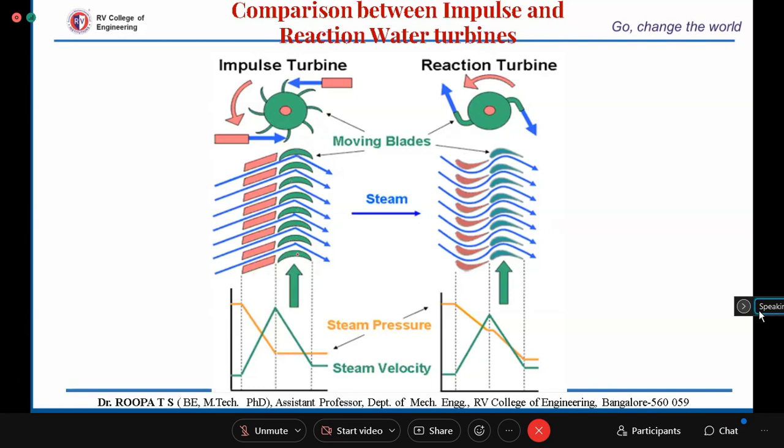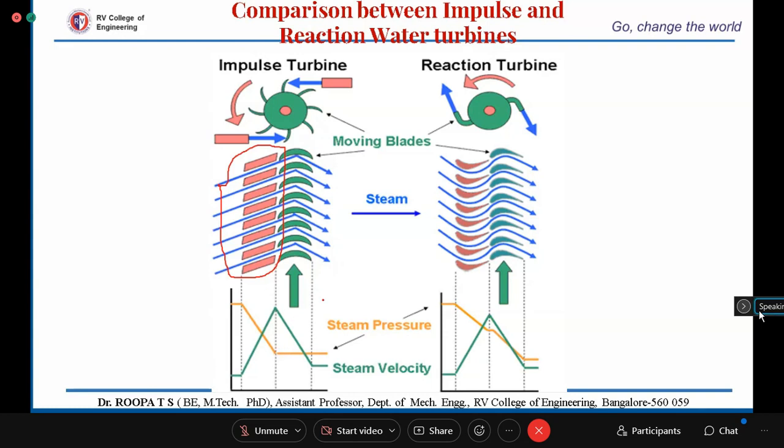Since they are of uniform cross section, pressure is not going to alter as the steam glides over this blade. Whatever pressure changes there are will happen in the nozzle. As it glides over these moving blades, because of their uniform cross section, there is no change in pressure. The pressure remains constant.